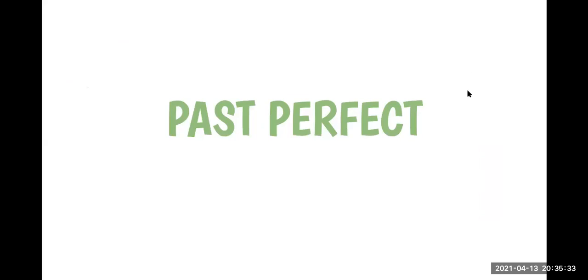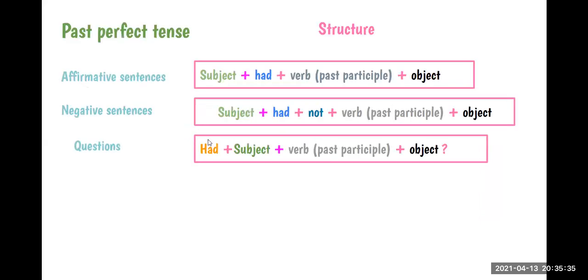We use the past perfect in different situations too. This is the structure of the past perfect. The only difference between the past perfect and the present perfect is the auxiliary verb. We change the auxiliary verb to the past. Okay, so we use had instead of have or has. And we use the past participle too with the past perfect.